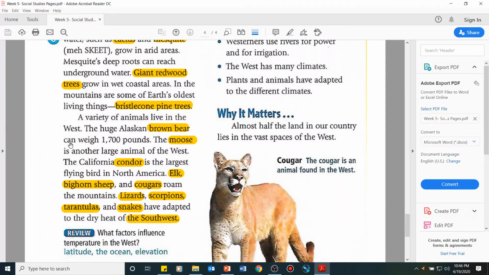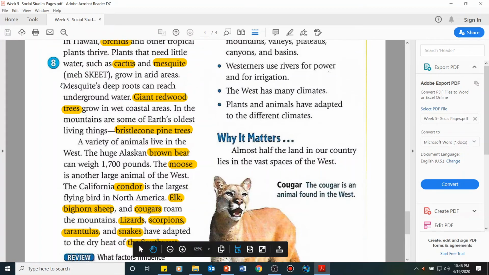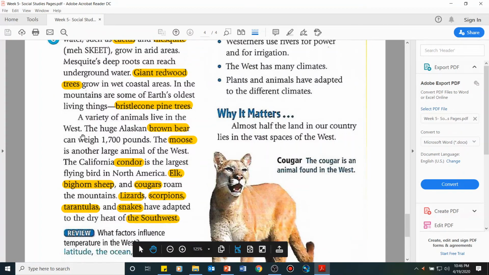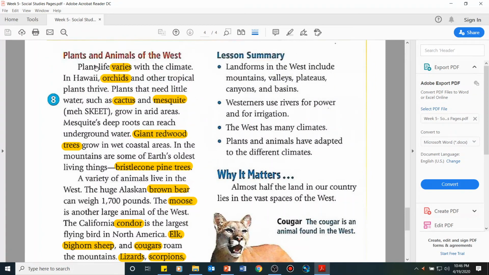And here in the second paragraph, a variety of animals live in the West. The huge Alaskan brown bear can weigh 1,700 pounds. The moose is another large animal of the West. The California condor is the largest flying bird in North America. Elk, bighorn sheep, and cougars roam the mountains. Lizards, scorpions, tarantulas, and snakes have adapted to the dry heat of the Southwest. So I'm going to give you some pictures so that you can see how they look and some explanations of these plants and animals of the West.